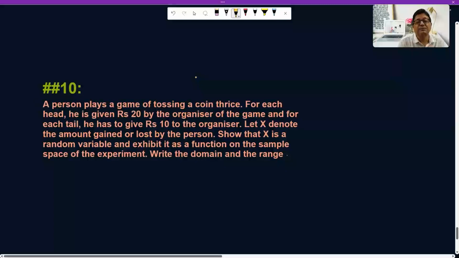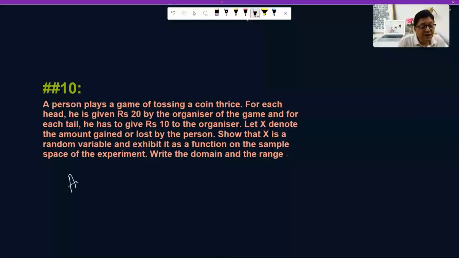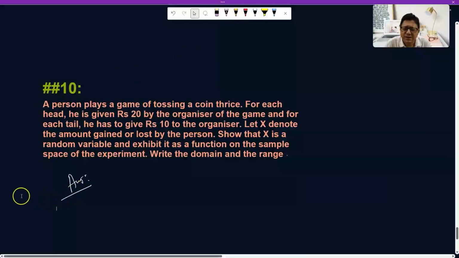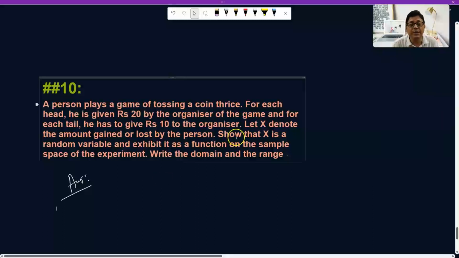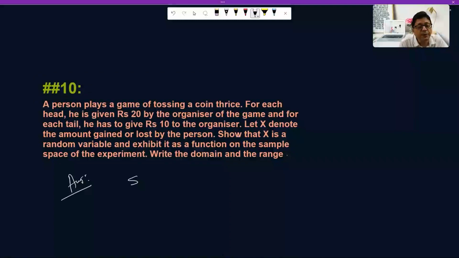So how to solve this problem? This is a simple problem. Here you just have to find the values of the random variable, what real number is associated with it. You can easily solve the problem if I just tell you the values of one or two random variables. The coin is tossed thrice. All of you know the sample space contains 8 points: HHH, HHT, this way up to TTT.